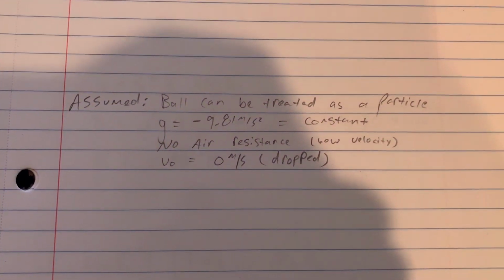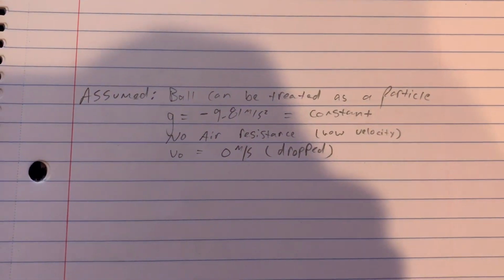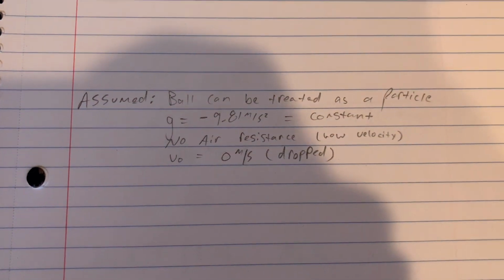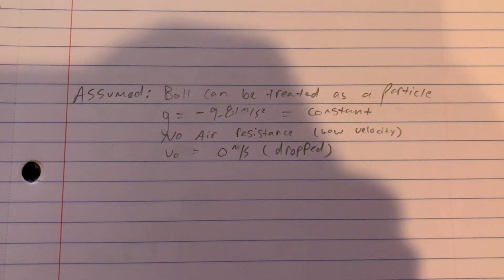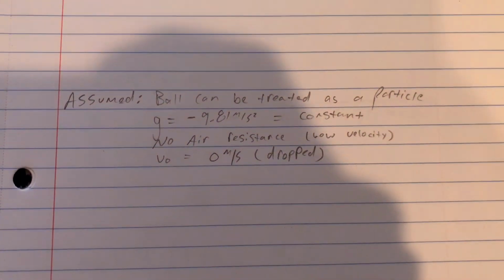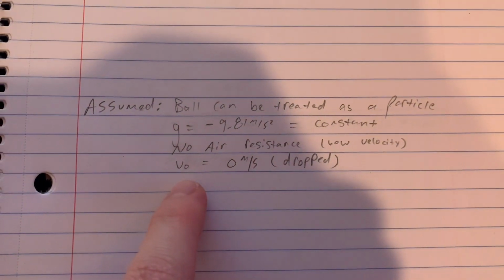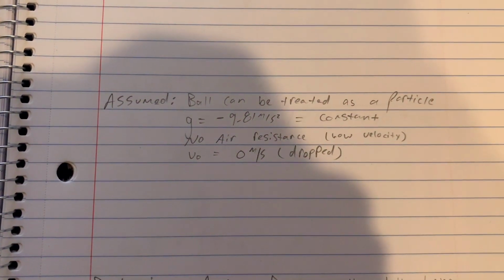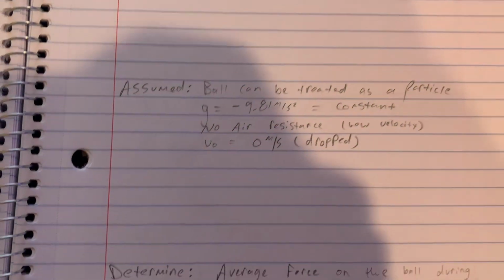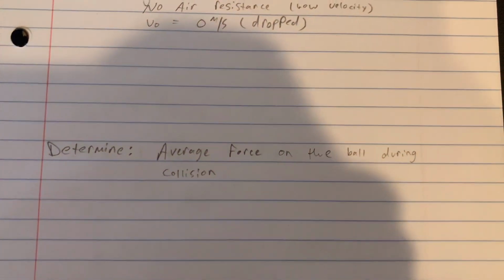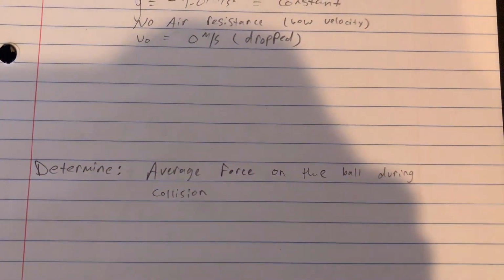I've assumed that the ball can be treated as a particle. I've assumed that gravity is negative 9.81 meters per second squared, and that's constant. And I've assumed that there's no air resistance from the low velocity, and also that the dropped velocity is 0, because I didn't throw it down, I just dropped it. And then I'm going to determine the average force on the ball during the collision.